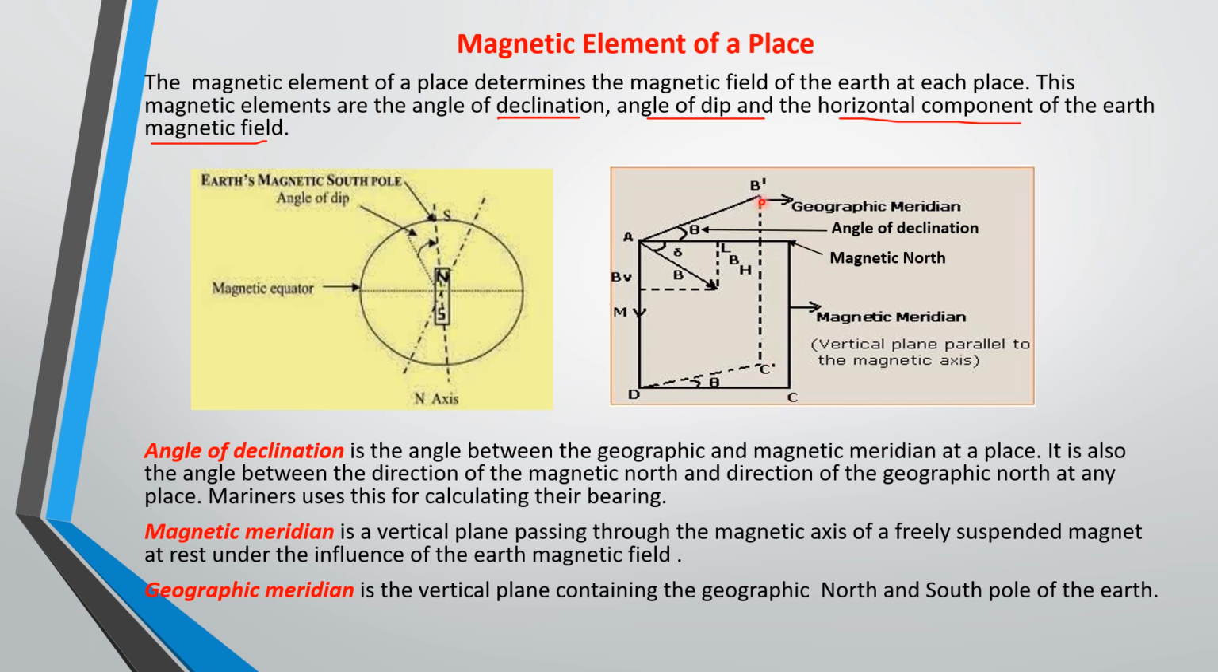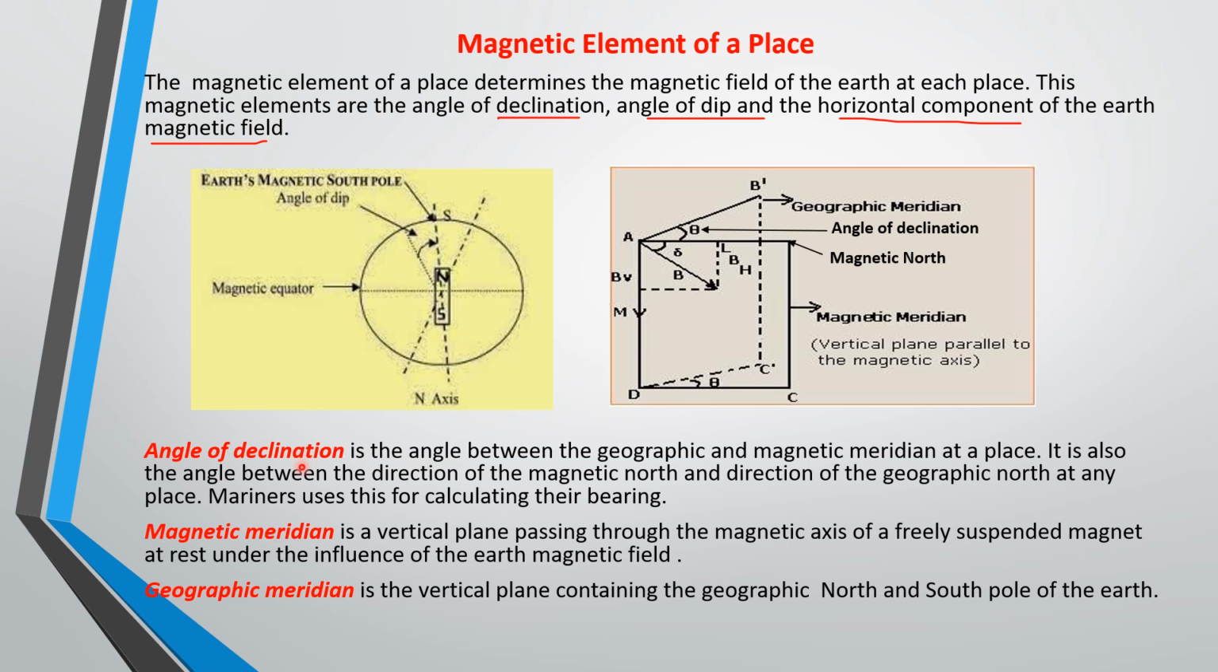Then also the geographic meridian is a plane containing the geographic north. Okay, so this line here is actually the geographic north. So it is a plane containing the geographic north and south pole of the Earth. This is the geographic meridian.